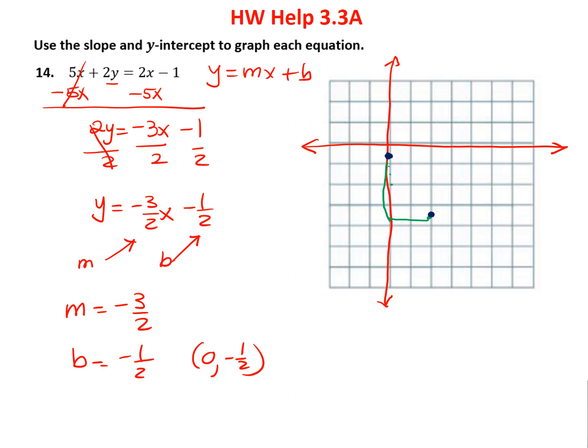By the way, I could do that again and go 1, 2, 3, and then over 2, and get another point. I could even go up 2. I could go up 1, 2, 3, and over 2, and have that point. And you'll notice all of those 4 points line up on the same line. And that's our last problem.